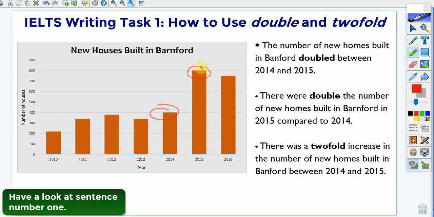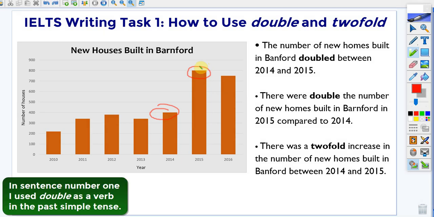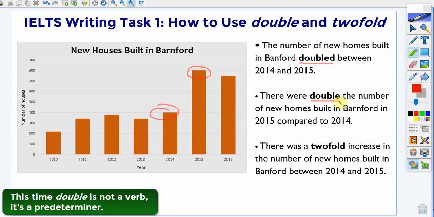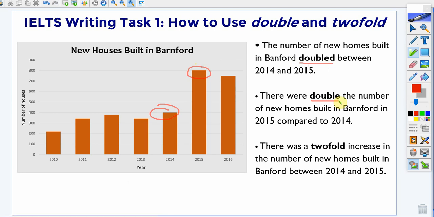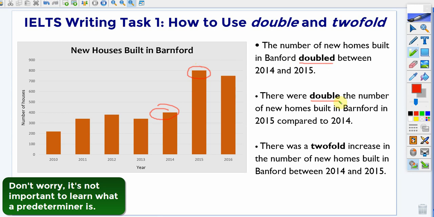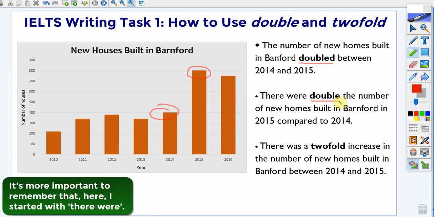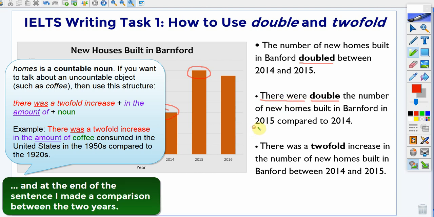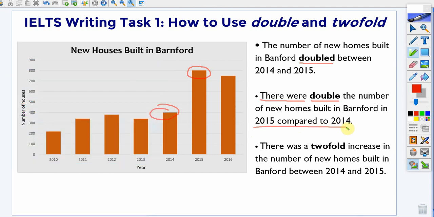Have a look at sentence number 1. In sentence number 1, I used double as a verb in the past simple tense. Now let's look at sentence number 2. This time, double is not a verb, it's a predeterminer. Don't worry, it's not important to learn what a predeterminer is. It's more important to remember that here I started with there were, and at the end of the sentence I made a comparison between the 2 years.